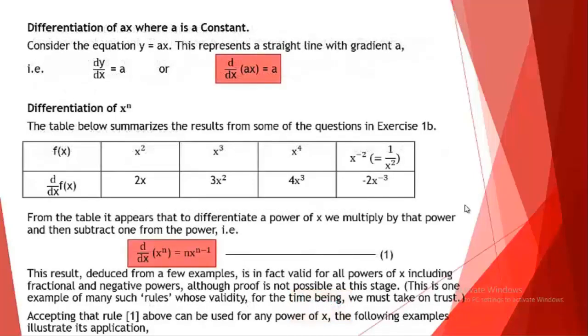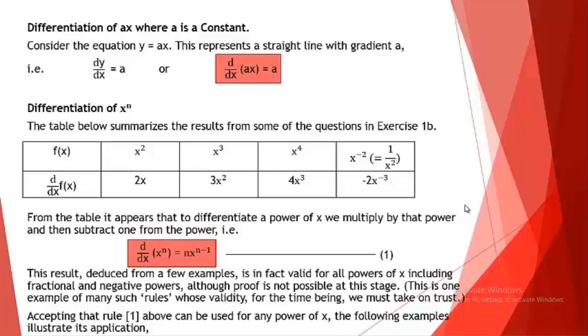Differentiation of ax where a is a constant. Consider the equation y equals ax. This represents a straight line with gradient a. That is, dy by dx equals a, or the derivative of ax with respect to x equals a. So the next rule of differentiation is differentiation of x to the power n.